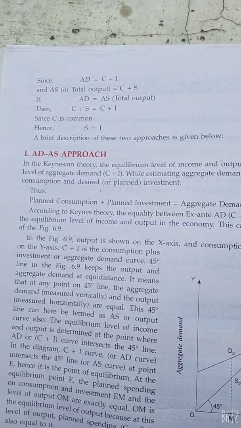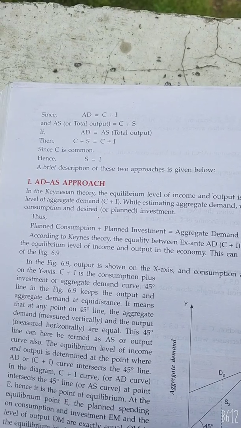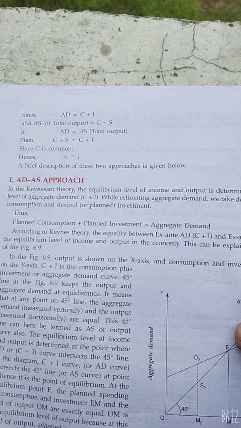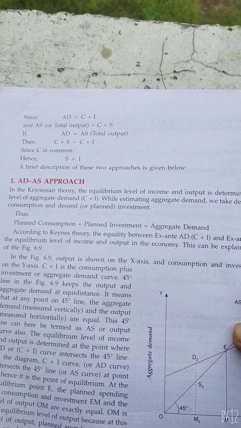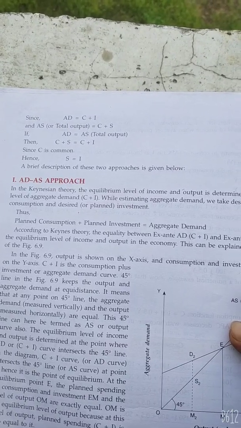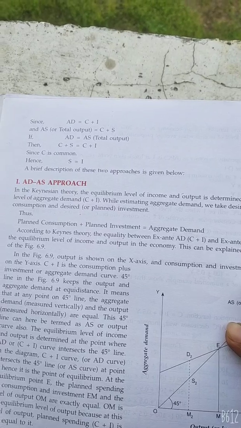By this equation you can understand that aggregate demand is equal to C plus I, consumption plus investment, and AS, that is aggregate supply, is C plus S. So if AD is equal to AS, then C plus S is equal to C plus I. Since C is common, S is equal to I. So a brief description of these two approaches is given.